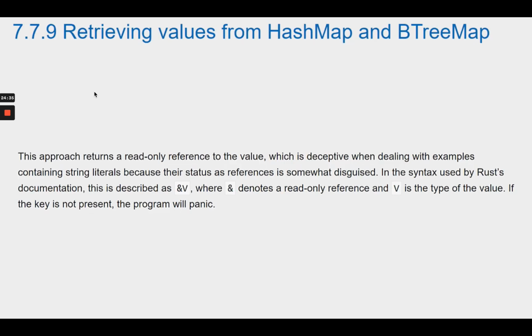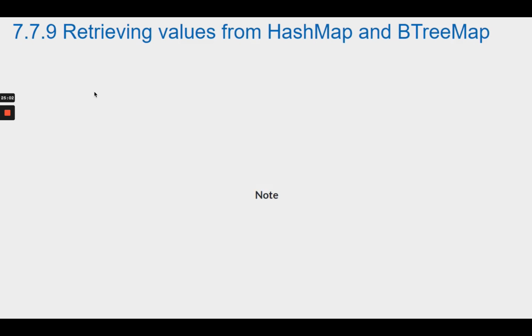This approach returns a read-only reference to the value, which is deceptive when dealing with examples containing string literals because their status as references is somewhat disguised. In the syntax used by Rust's documentation, this is described as &V, where ampersand denotes a read-only reference and V is the type of the value. If the key is not present, the program will panic.